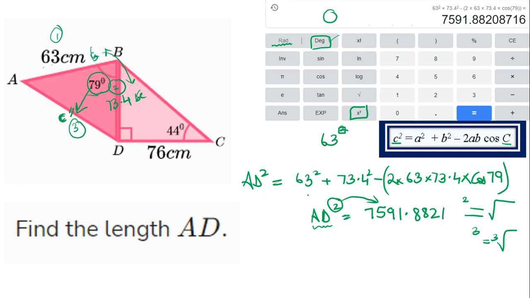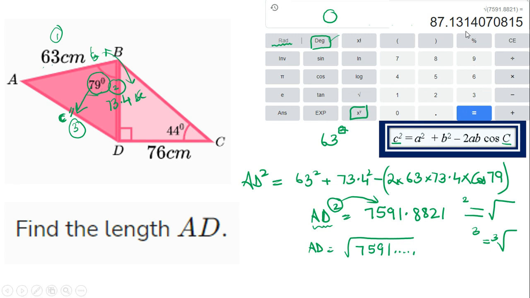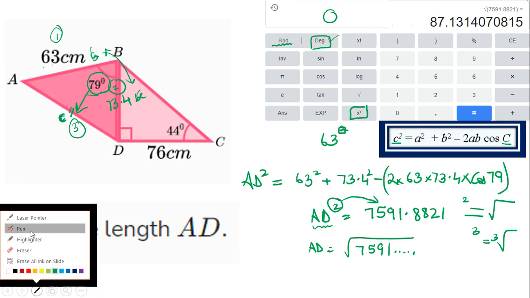So AD squared is equal to something. When the square goes to the other side, it turns into a square root. So I'm going to be writing AD equals square root of 7591 and so on. You put that in your calculator now. Once I do that, I'm getting something like this. As you can see, I took 7591.8821 on the calculator, square root of that, and then I get the answer 87.13. So that's my final answer.